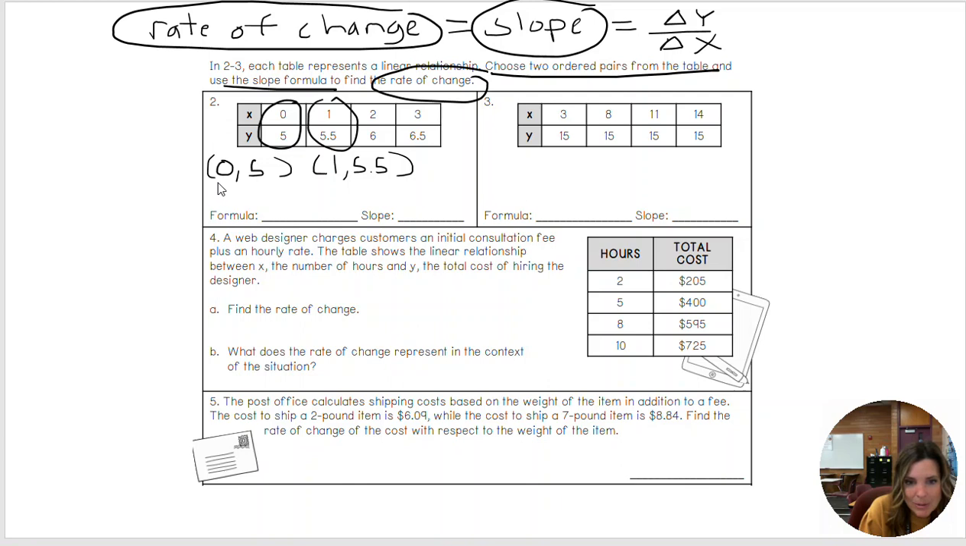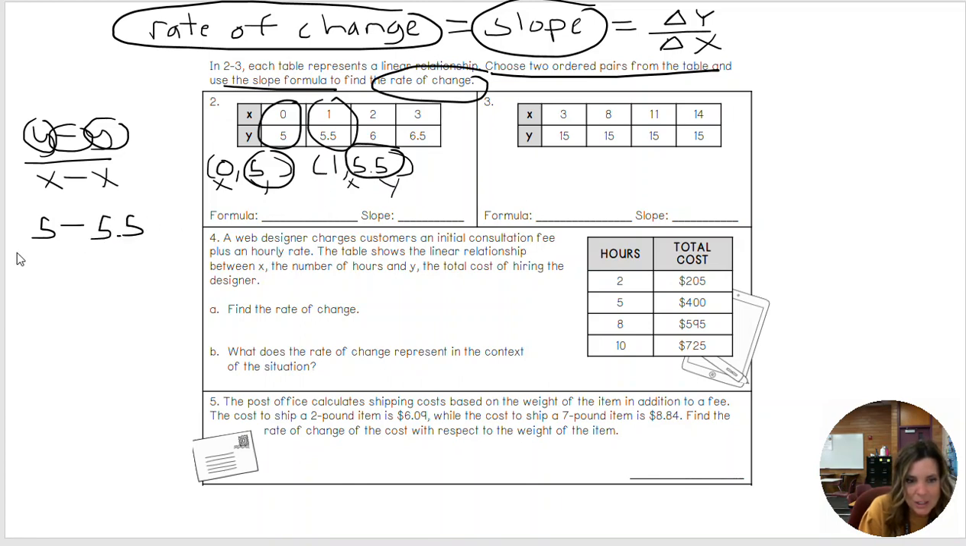And then let's label the ordered pairs. So this is the x, this is the y, this is the x, the 1 is the x, and the 5.5 is the y. And then to find slope, which is really what you're finding when you find rate of change, you're going to use your slope formula. Okay, so instead of this y, you plug in the y from your ordered pair. And then you have your minus sign. And then instead of this y, you plug in the other y. That's your change in y.